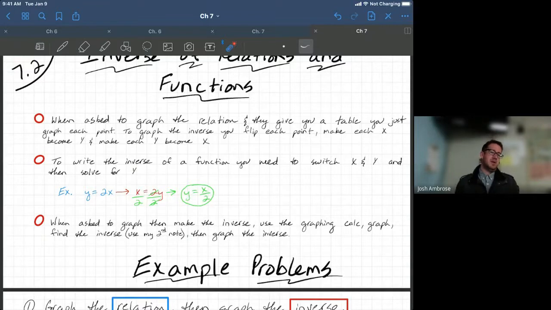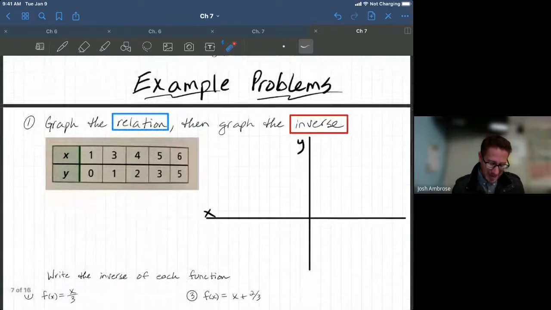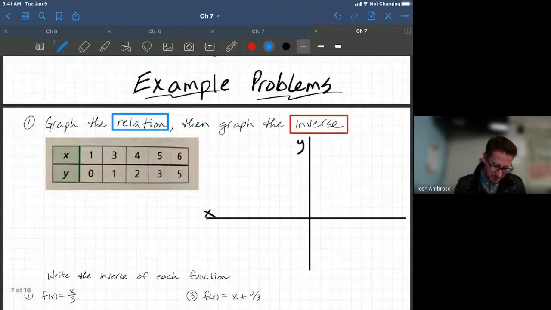And then right there, when asked to graph the inverse, just use the graphing calculator if you want to be super simple and easy. Again, I gave all the info in the second note. The first note is so straightforward. Let's just do an example problem so you understand how easy this really is.